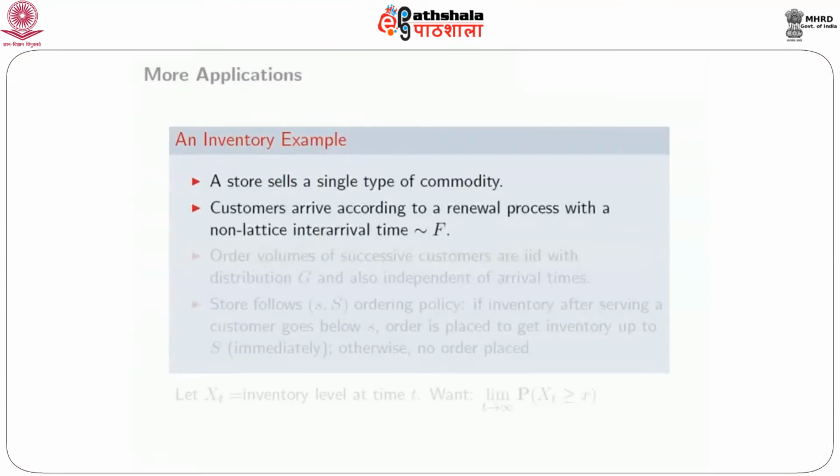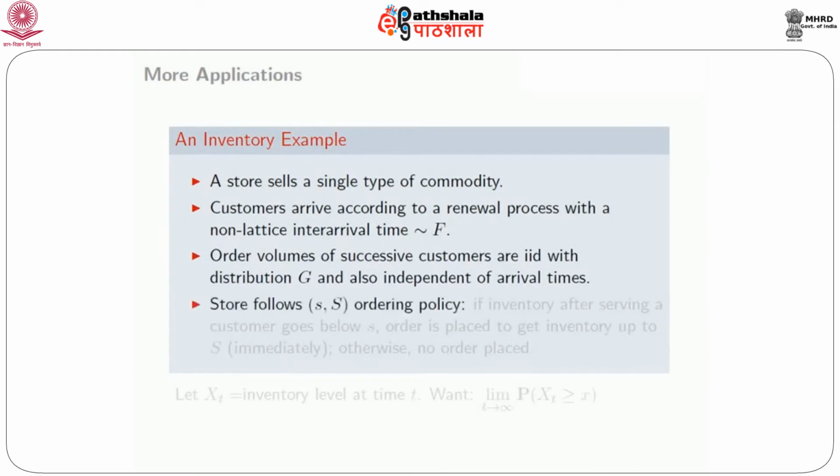What we are going to look at is essentially the time required for the inventory size to go below x at any point of time. We would find the limiting distributions of that using the alternating renewal process result. Then we introduce another concept called renewal reward processes and see some applications of that. So now we want to look at an inventory example.